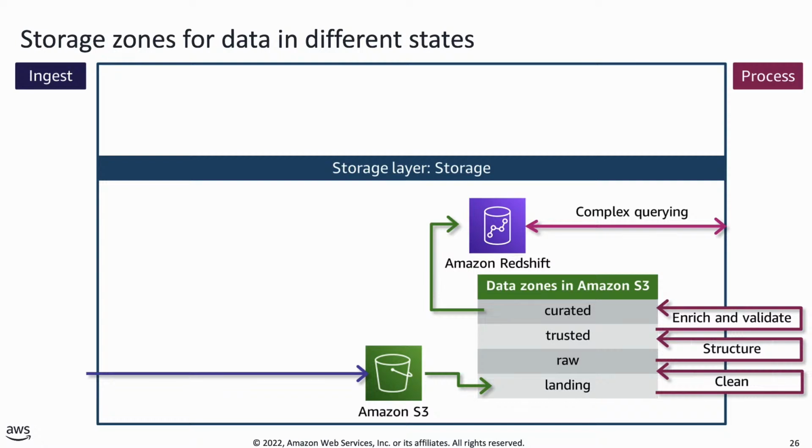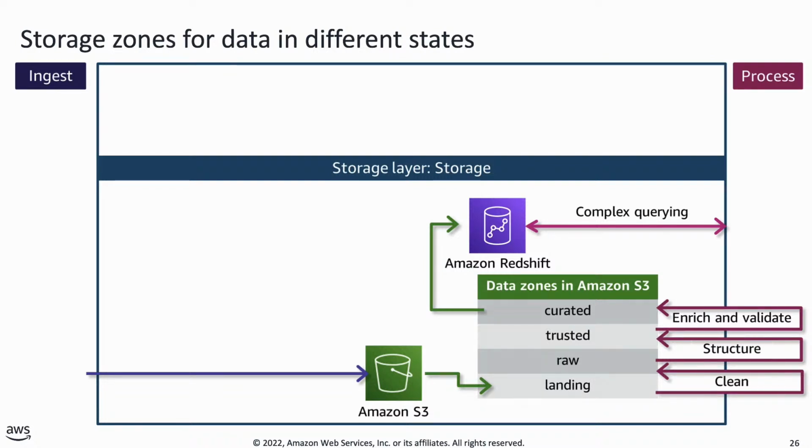Now, if we think through storage zone, this is an important component of S3, is that zones include things like landing, raw, trusted, and curated, and the data could pass through each of the zones as it's cleaned, normalized, augmented, transformed, and then that transformed data is stored into a zone that matches the readiness for consumption.